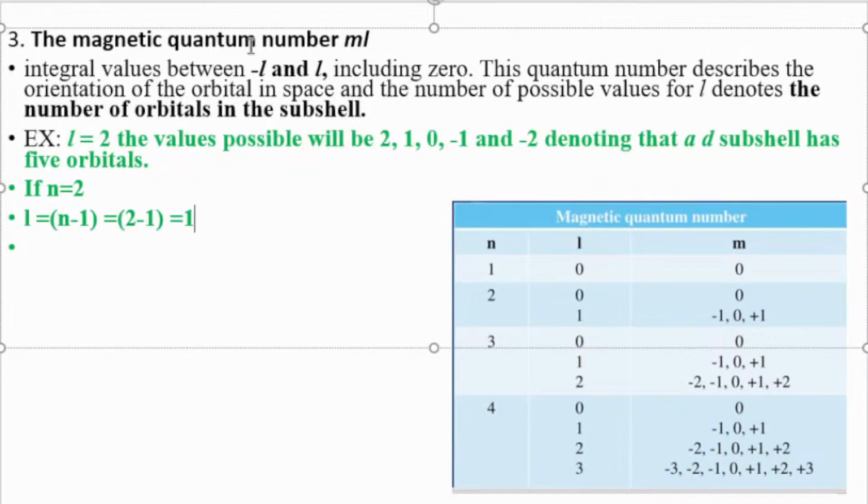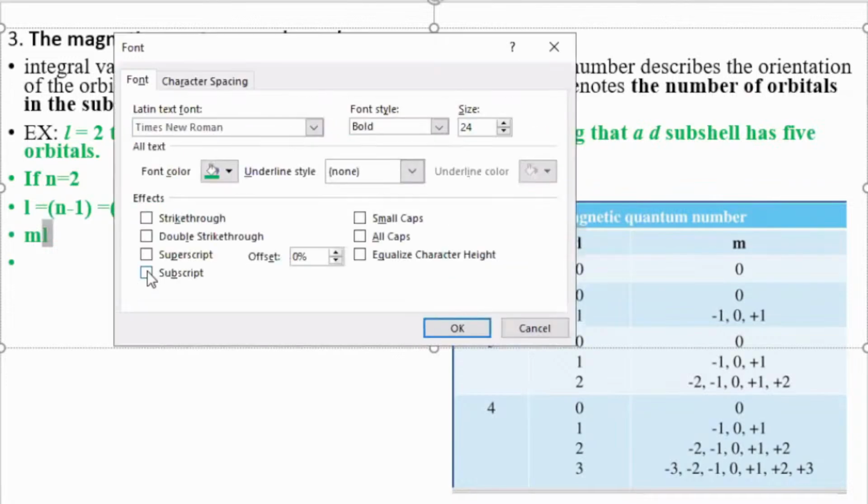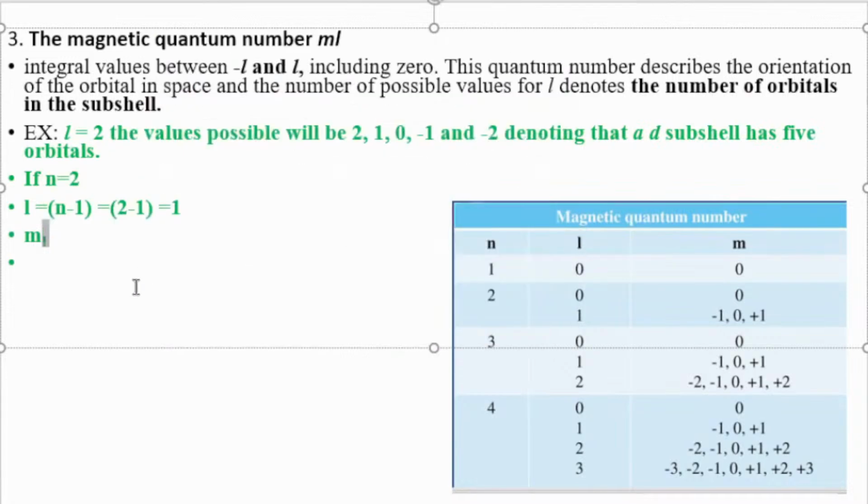Then here it denotes the integral values between minus L and plus L. So M subscript L, that is the magnetic quantum number. That is how we are denoting that one.